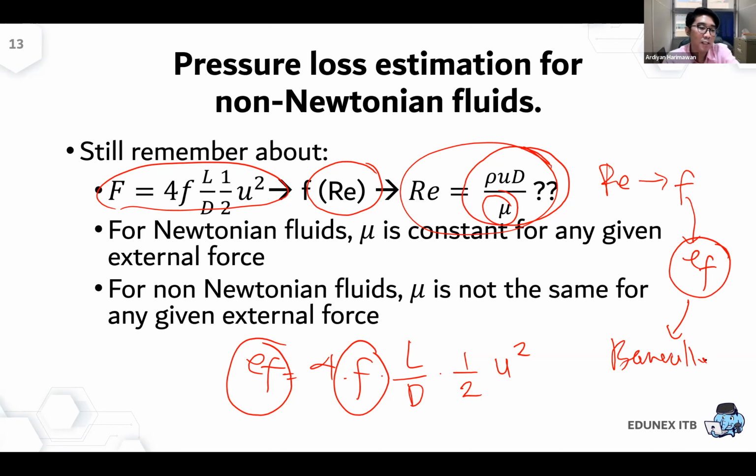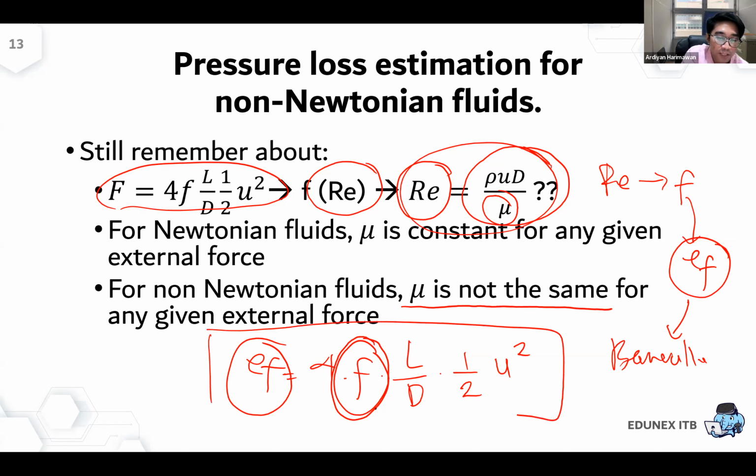How about the non-Newtonian? For non-Newtonian, the viscosity is not constant. So there will be some correction in calculating the Reynolds number. And then some correction to calculate the friction factor. But the formula to calculate EF is the same. We just need to modify a bit how to calculate the friction factor and how to calculate the Reynolds number.